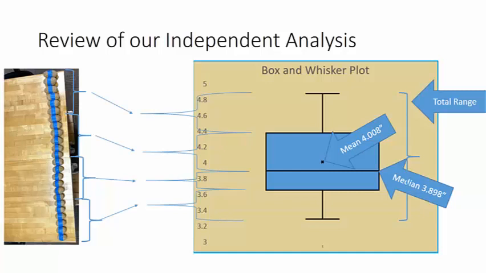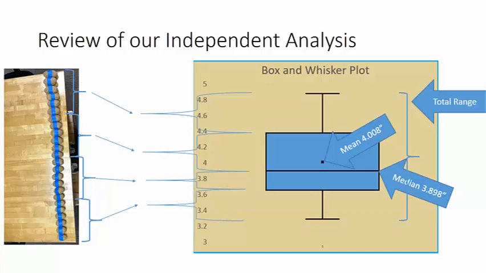So let's take a look at our independent analysis. We said that we had a bunch of potatoes. We just looked at one of the variables, the length of the potato, and we found out a lot of important information about our sample set. So we found out the total range, what's the maximum length and the minimum length of all the potatoes that we measured. We also found the mean, otherwise known as the average length, by adding up all the lengths and dividing by the number of potatoes that we had.